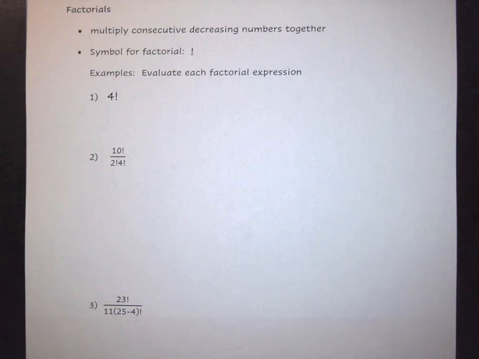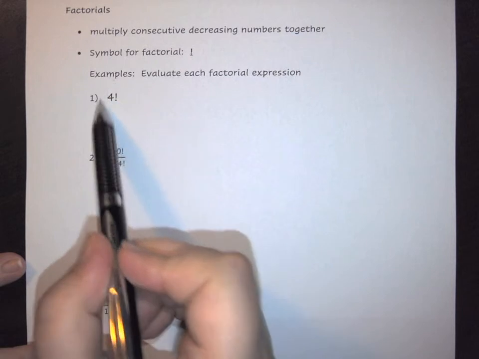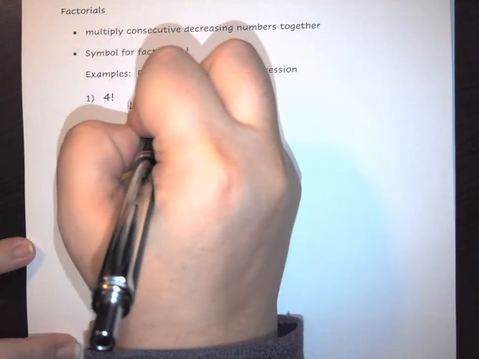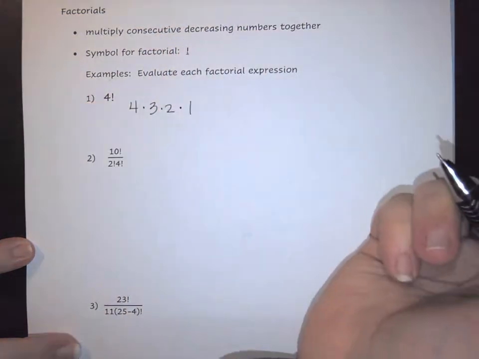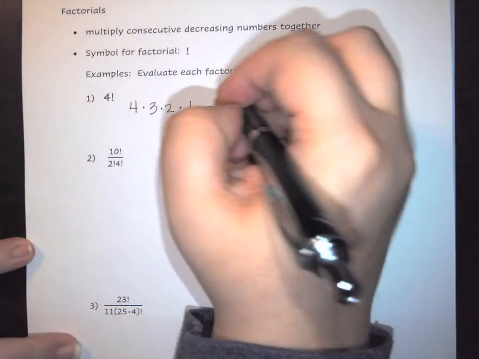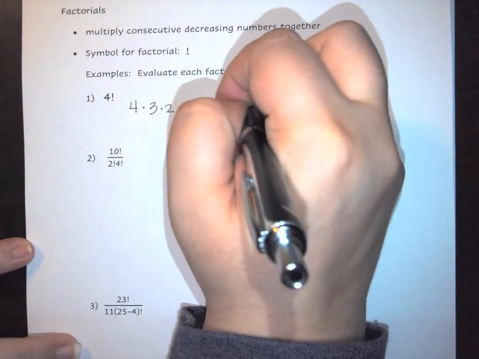This is going to be a very short video, kind of a refresher about what it means to have a factorial. A factorial is where you multiply all of your numbers in consecutive decreasing order. Factorials are represented by an exclamation point. For example, 4 factorial is actually the math 4 times 3 times 2 times 1. Okay? So here, 4 times 3 is 12, times 2 is 24, times 1 gives you 24.